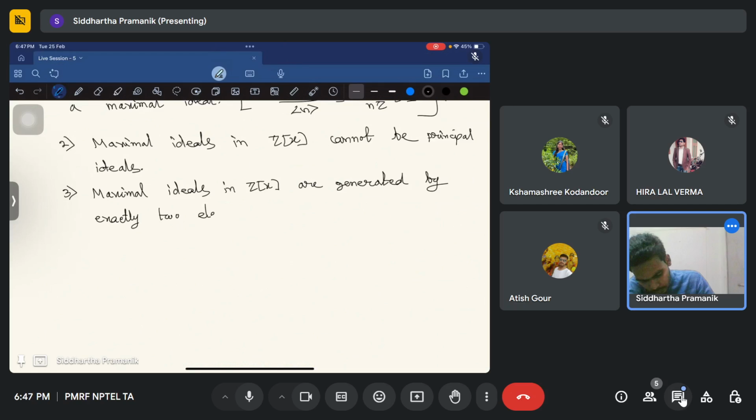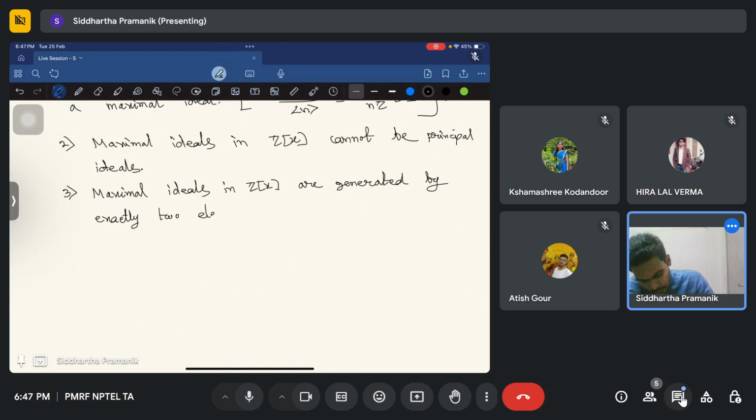I think I have done enough problems in Z[x], so let's move on to other problems. Problem number 6. The other things taught in week 5 are irreducible elements, prime elements, UFDs and PIDs. Let me write down the problem. It is again true or false.